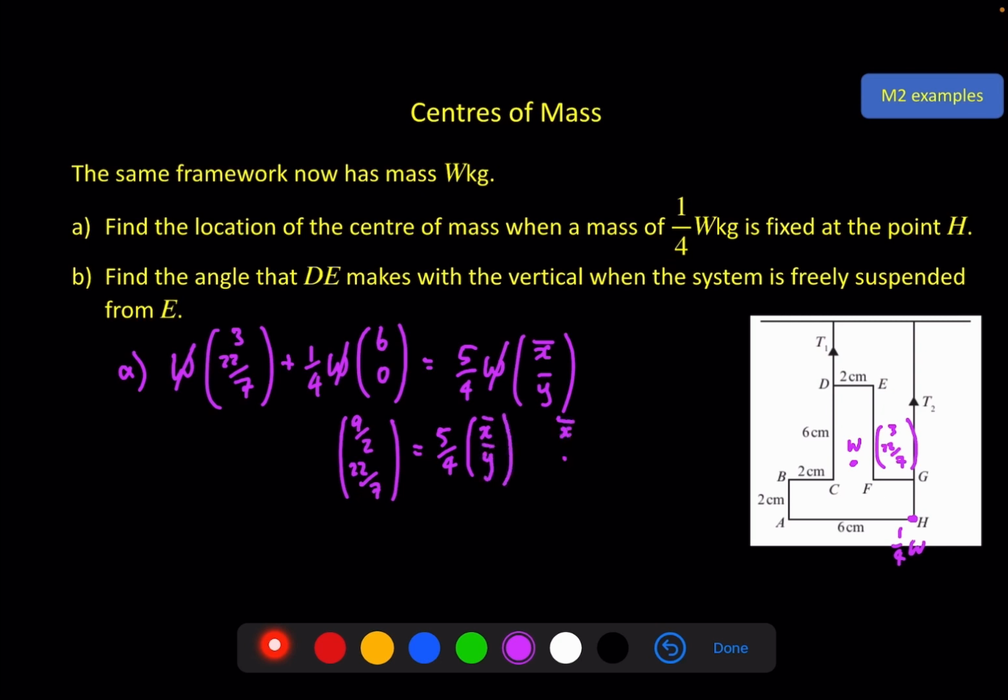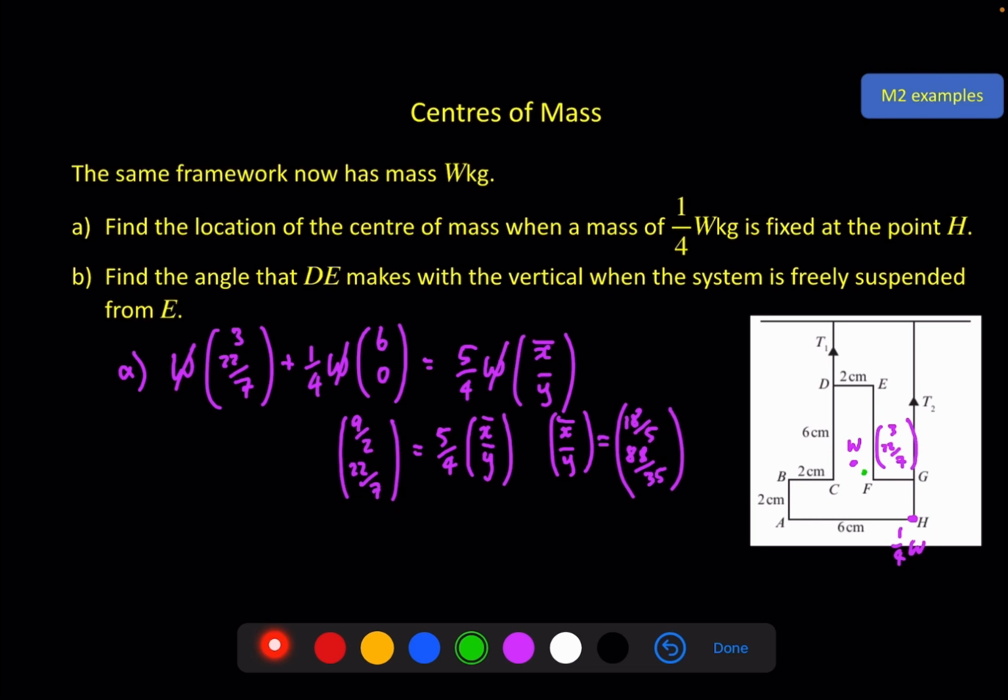Which gives x bar, y bar to be 18 over 5, 88 over 35. So unsurprisingly, the center of mass has been pulled to the right and down. It is now roughly here.